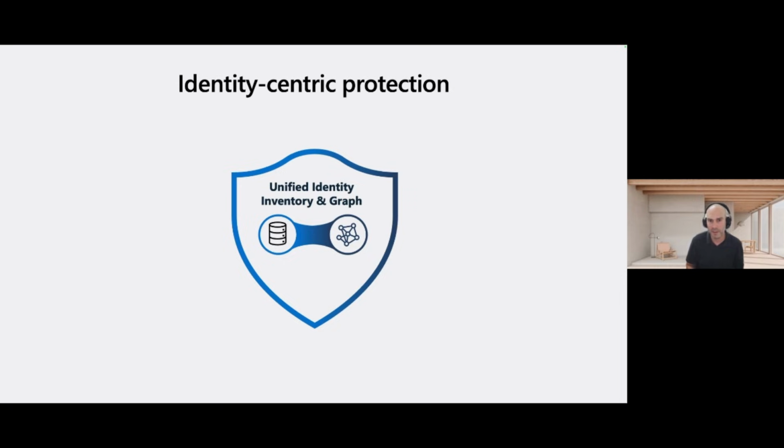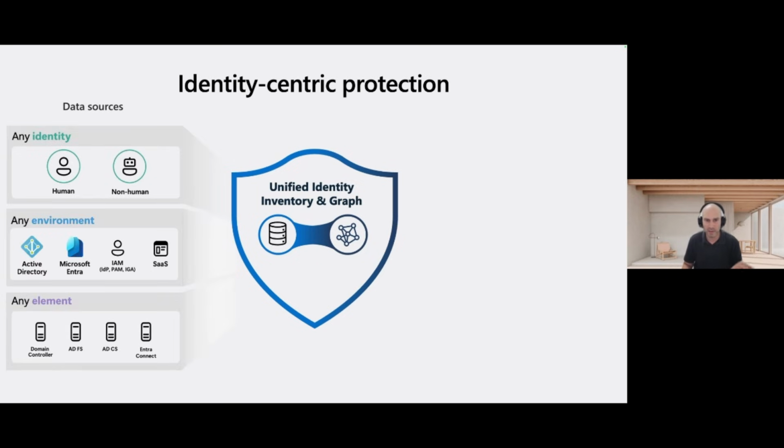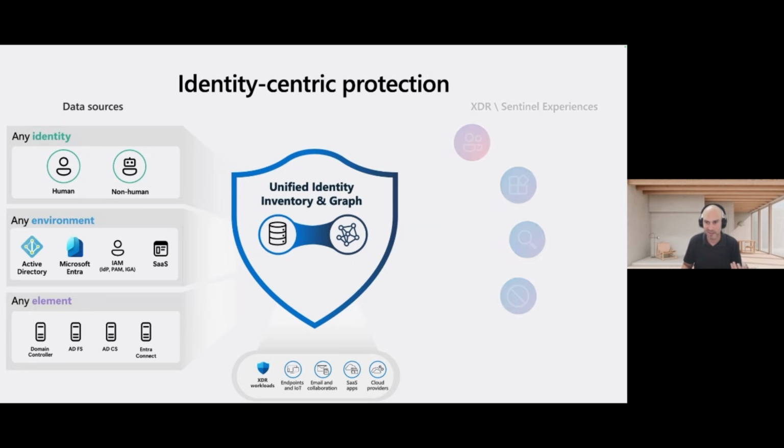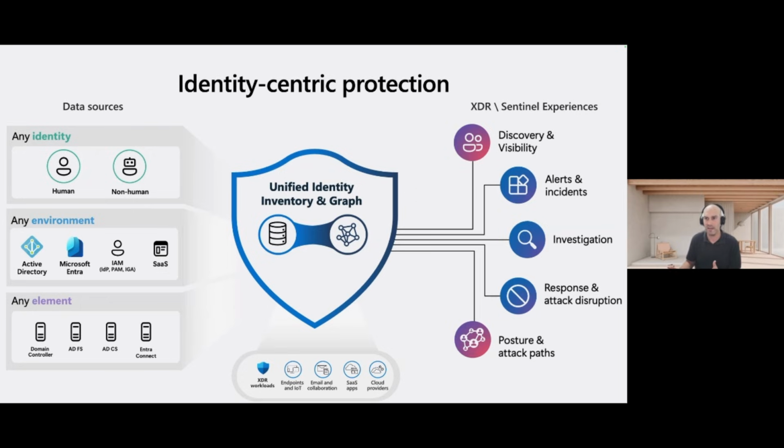So with the unified identity inventory in place, now we can actually provide identity-centric protection. So let's see what it actually means. As mentioned before, the unified identity inventory is being integrated with many data sources, and we are expanding that as time goes on. It's also integrated, of course, with the XDR, getting signals from the different workloads within XDR. But then using all this information, what we actually can do is provide identity-centric protection. And let's see how that comes into play.